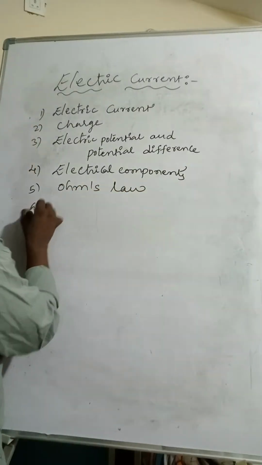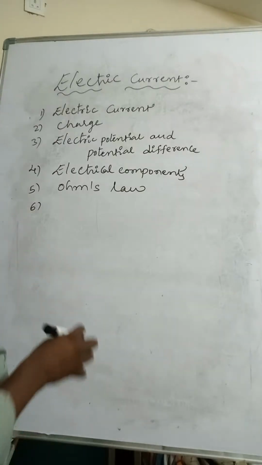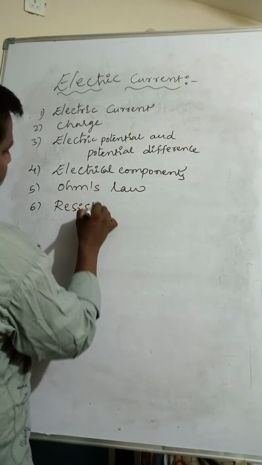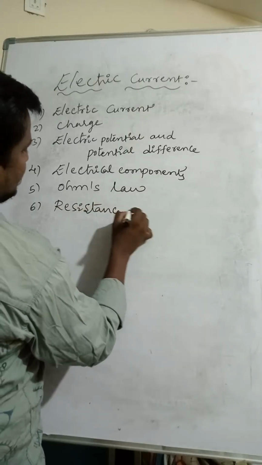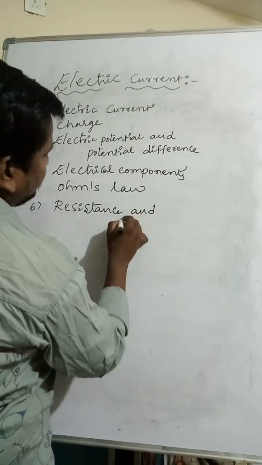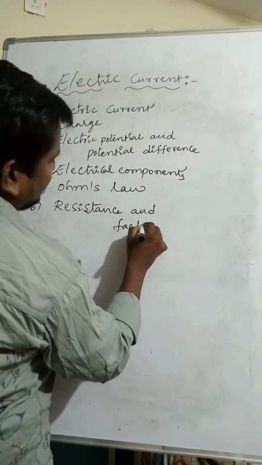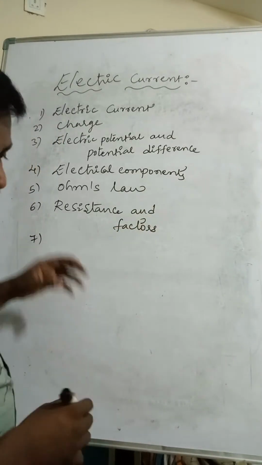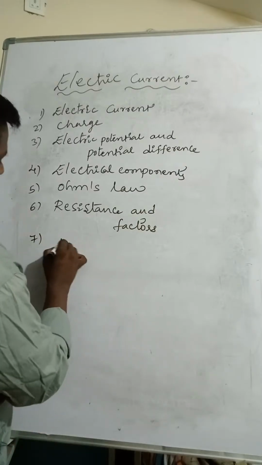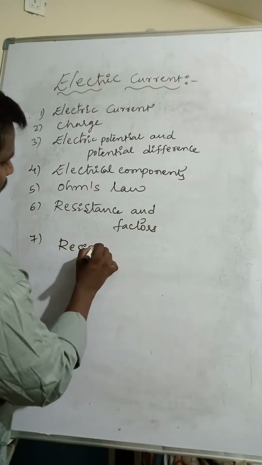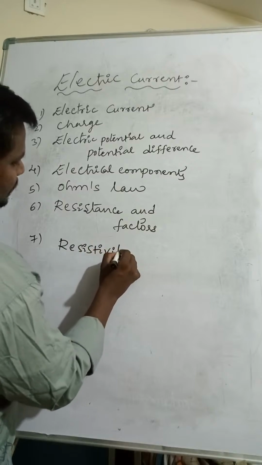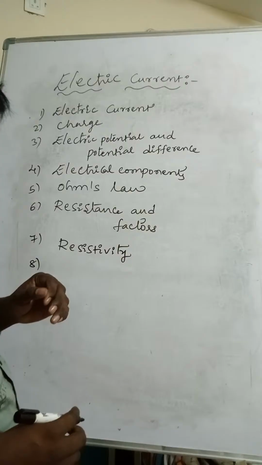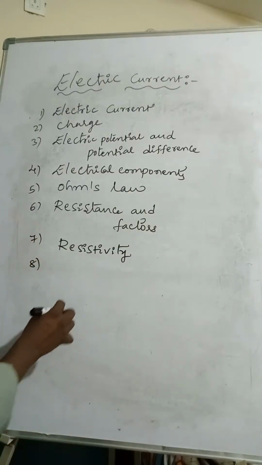And sixth one, resistance and factors. The seventh one, resistivity. And eighth one, resistance and resistivity difference.